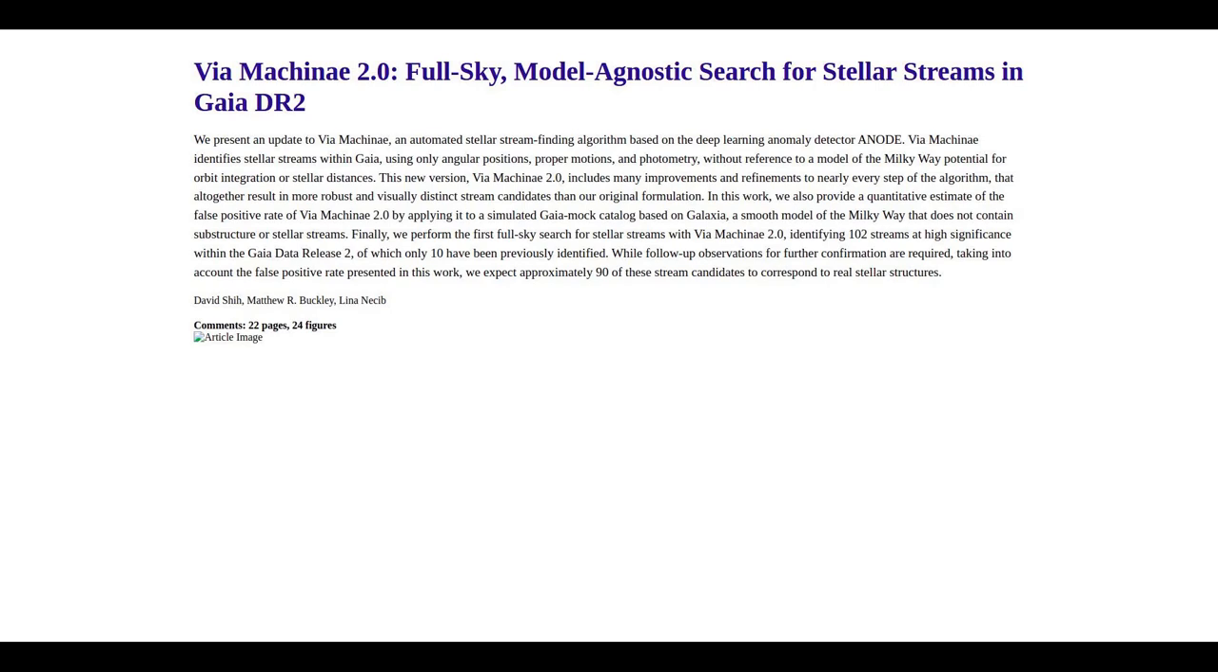Finally, we perform the first full-sky search for stellar streams with Via Machina 2.0, identifying 102 streams at high significance within the Gaia Data Release 2, of which only 10 have been previously identified. While follow-up observations for further confirmation are required, taking into account the false positive rate presented in this work, we expect approximately 90 of these stream candidates to correspond to real stellar structures.